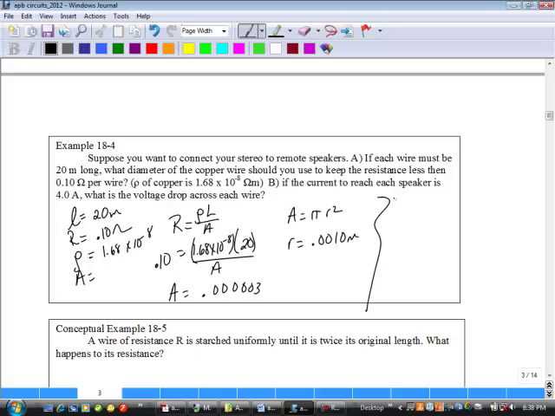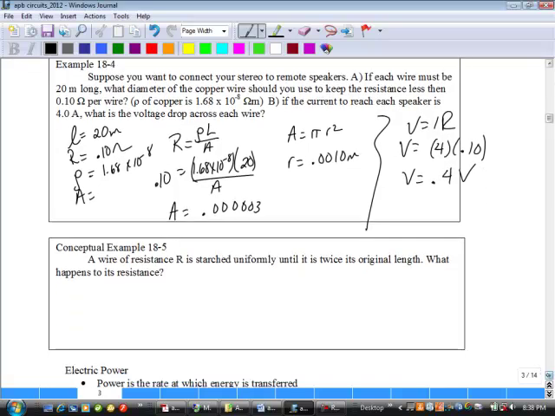If the current in each speaker is to reach 4.0 amps, what is the voltage drop across each wire? We will use V equals IR. We're looking for that potential drop. The current I is 4 amps. The resistance is 0.10. And so when we do that math, we get a potential difference of 0.4 volts.